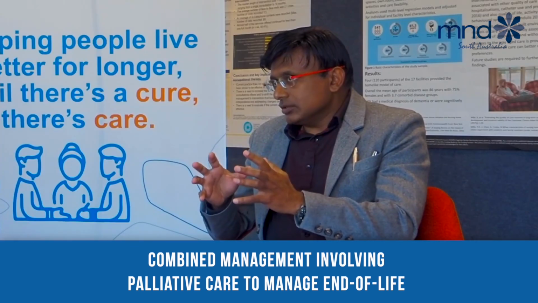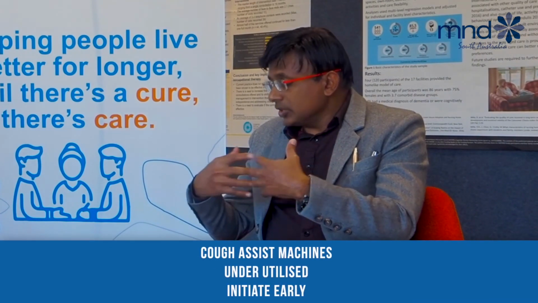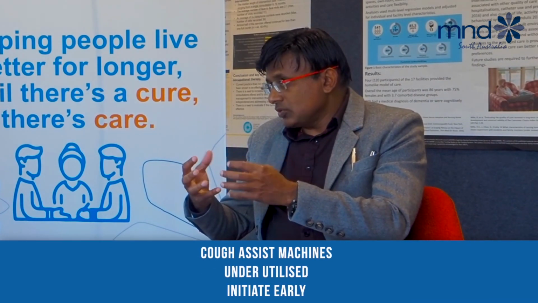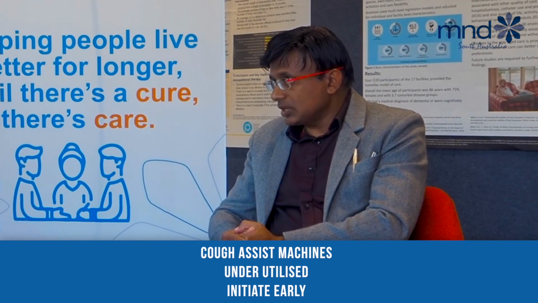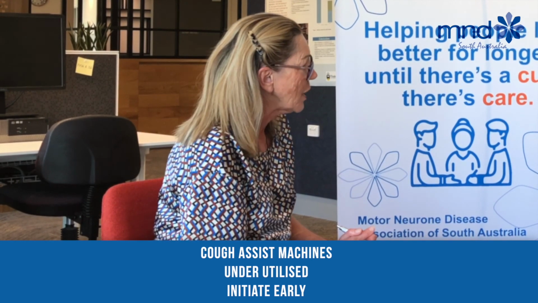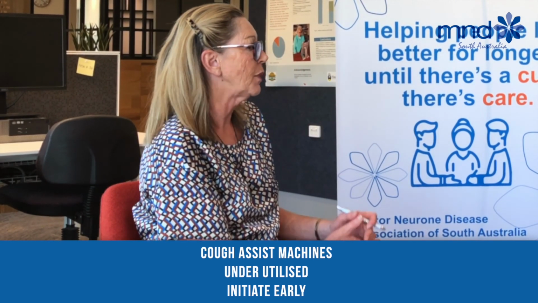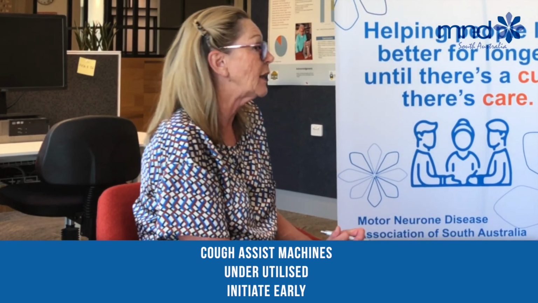The only other thing probably is that the cough assist machines are, in my opinion, one of the things that have not been in focus. But I think that's a very effective intervention which can be done and initiated early. And I know that Motor Neurone Disease South Australia have got a plethora of equipment that anyone can borrow and use.